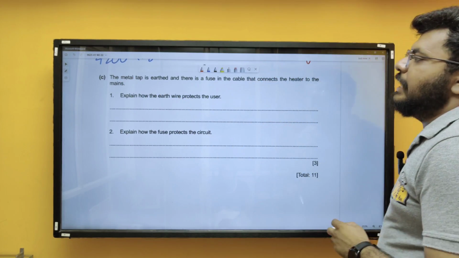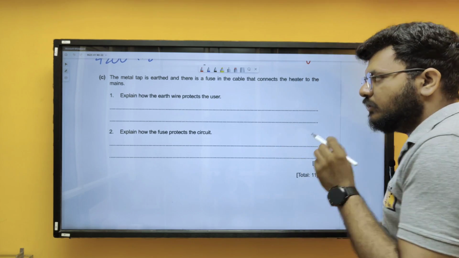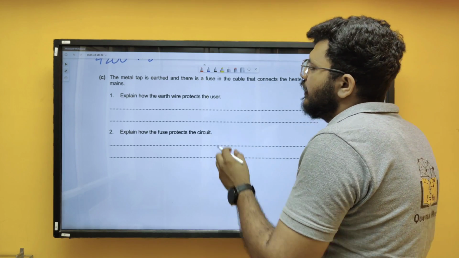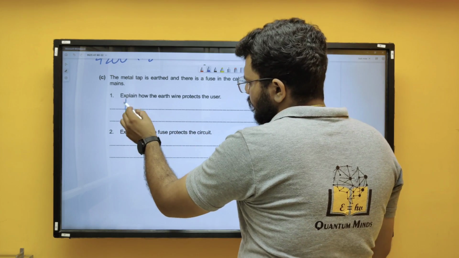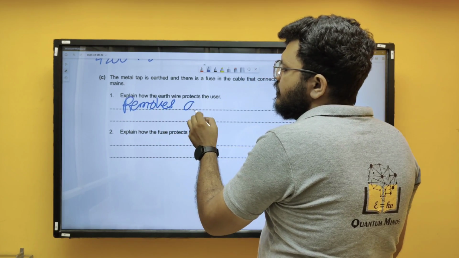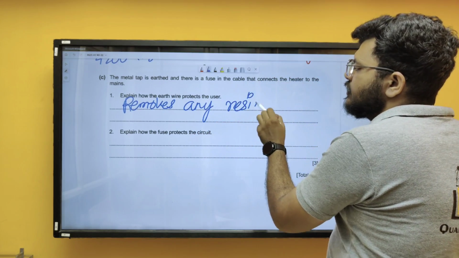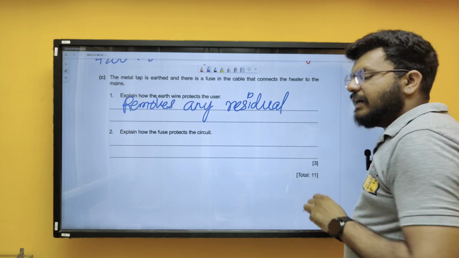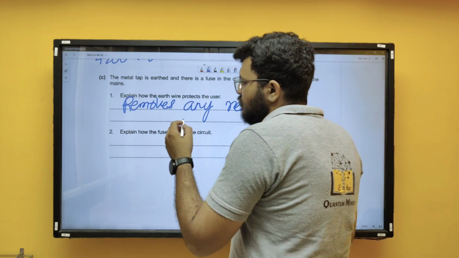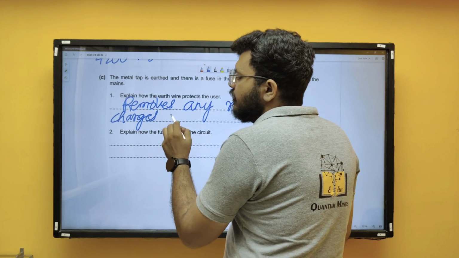The metal tap is earthed and there is a fuse in the cable that connects the heater to the mains. Explain how the earth wire protects the user. It removes any residual charges, right? If there are any static charges or residual charges, it removes any residual charges on the metal tap.